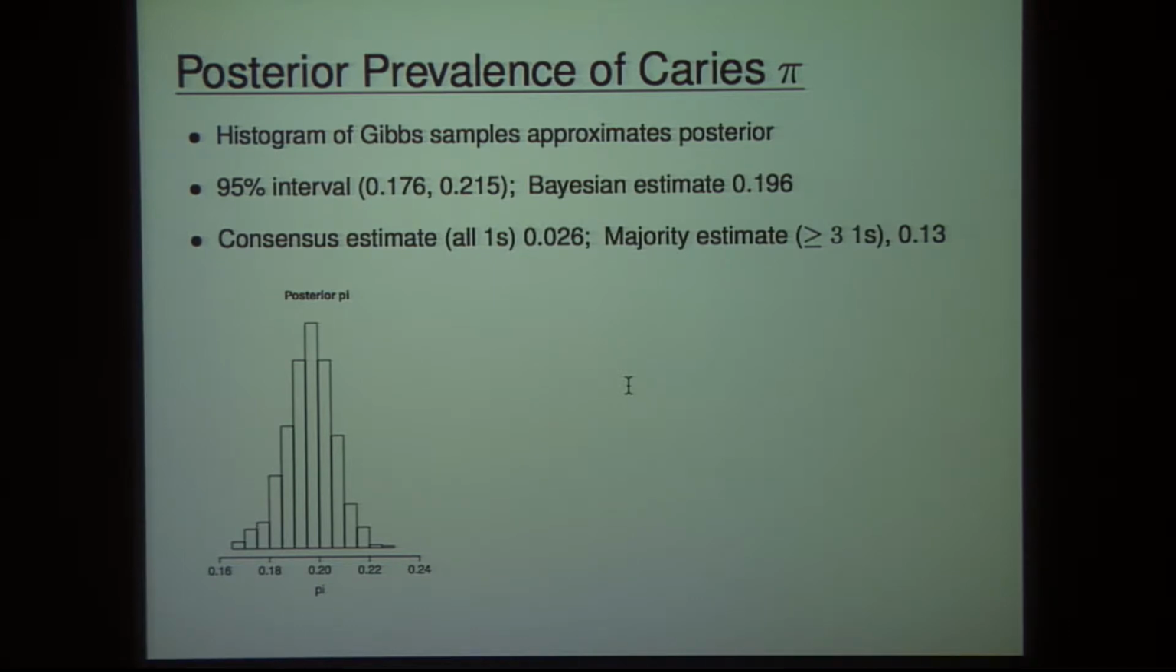This is the posterior histogram for the prevalences. Right? So we're pretty sure the prevalence, the mean of the posterior, which is the unbiased Bayesian estimate that minimizes expected difference from the true value, is 19.6%. The consensus estimate, where they all say 1, is only 2.5%, and the majority estimate's only 13%. So we actually get a very different estimate than if we had just voted.